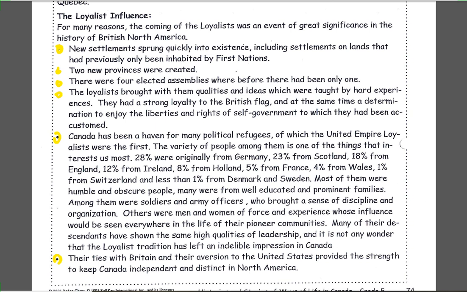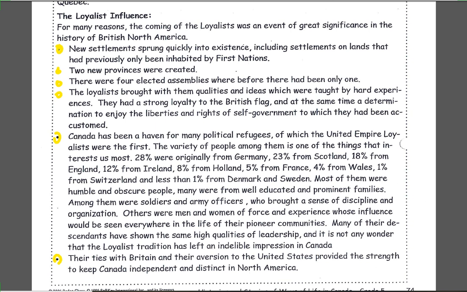Canada has been a haven for many political refugees, of which the United Empire Loyalists were the first. The variety of people among them is one of the things that interests us the most. 28% were originally from Germany, 23% from Scotland, 18% from England, 12% from Ireland, 8% from Holland, 5% from France, 4% from Wales, 1% from Switzerland, and less than 1% from Denmark and Sweden.